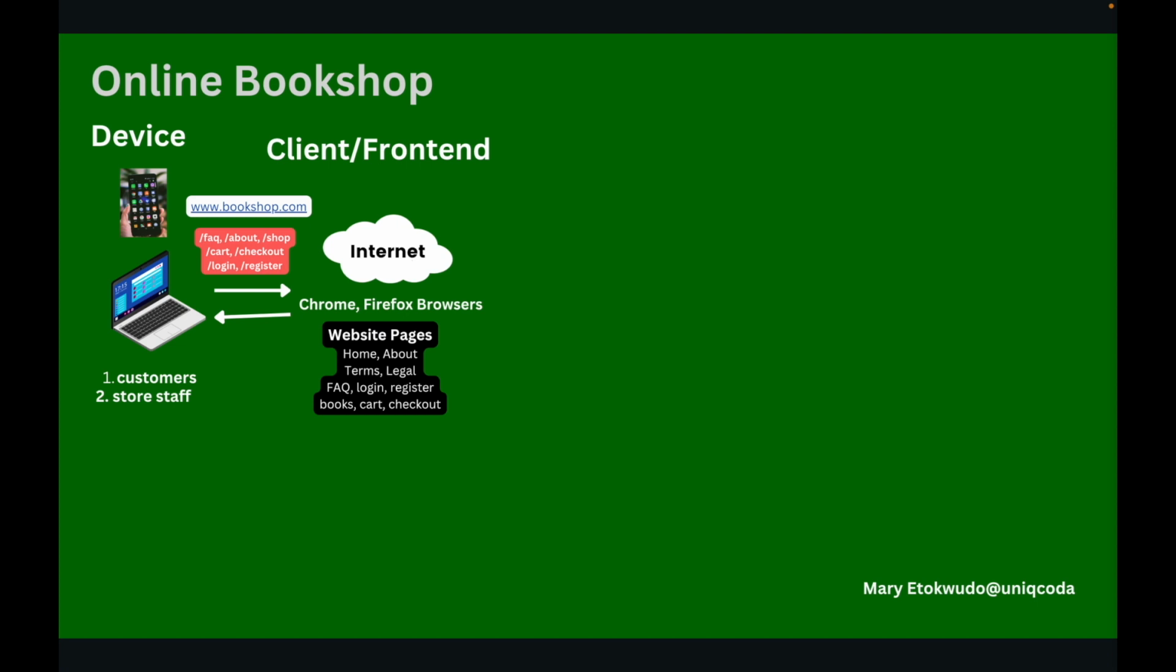Now, when the user goes to their browser and types the URL of the bookstore, let's say www.bookshop.com, and they get to the website's landing page, what the user sees is the front end of the application, because there are so many things that are powering that application. There is the front end, which is what the user sees. That's where the user sees the home page of the website, the about page of the website, the frequently asked questions page, the login page, the register page. All these things are handled on the front end side of the application.